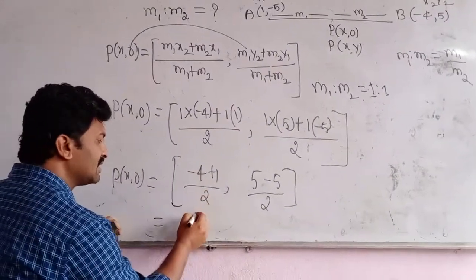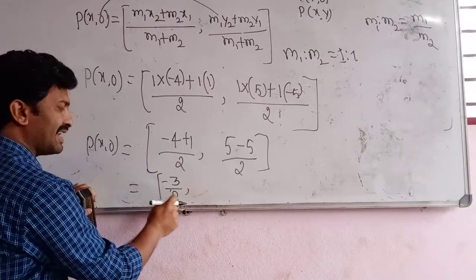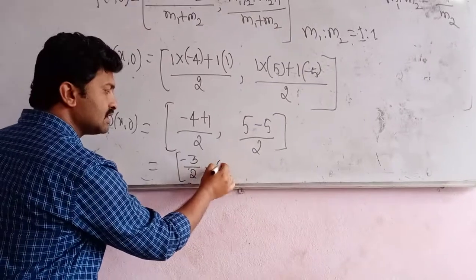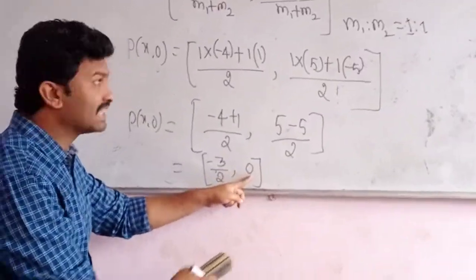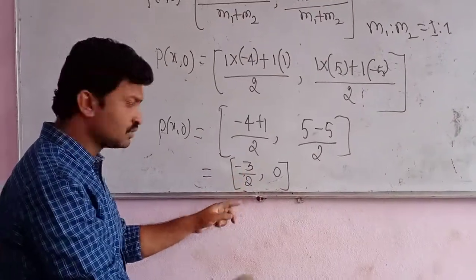Minus 4 plus 1, 3. Minus 3 divided by 2 is the x value. And 5 minus 5, 0. 0 by 2 is nothing but 0. Now we got the answer y as 0, as given in the question, and x equals minus 3 by 2.